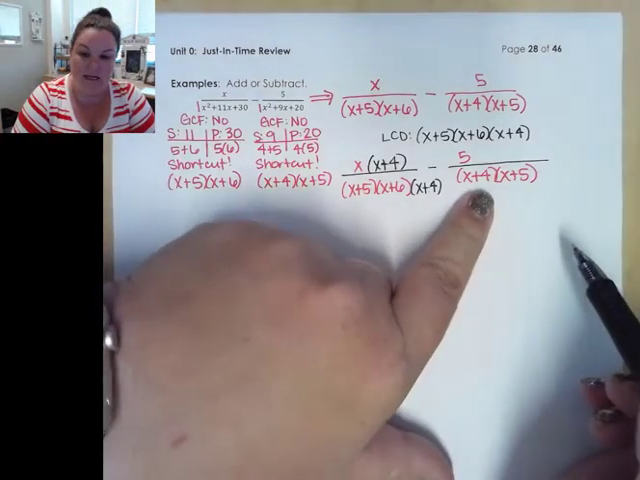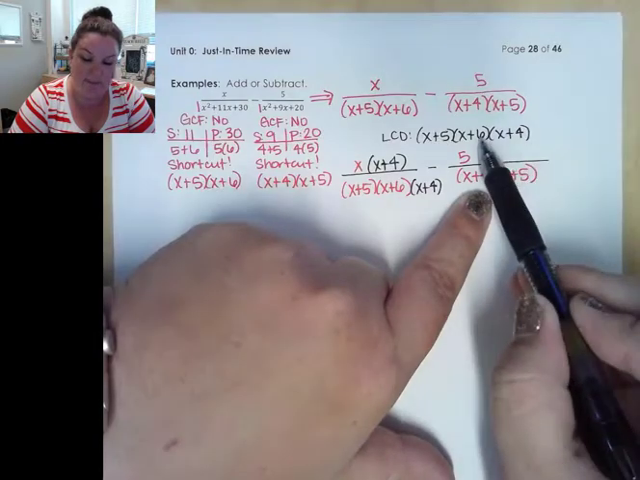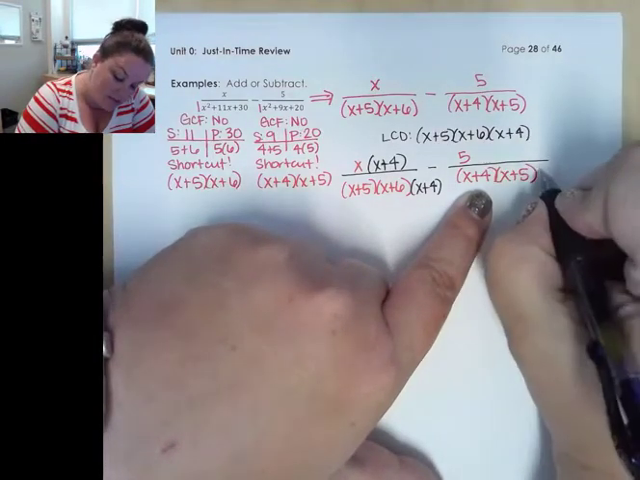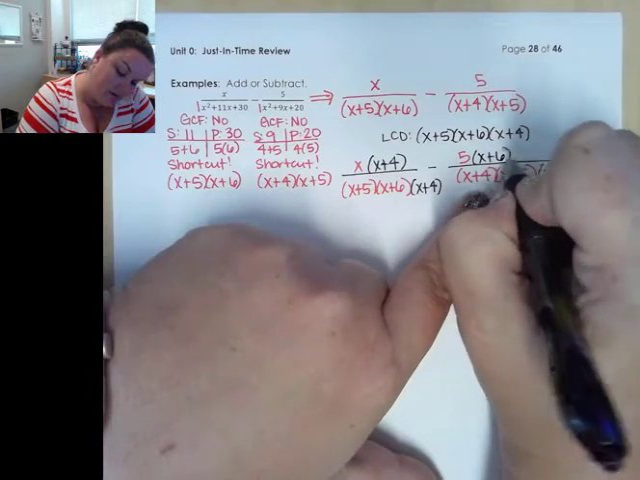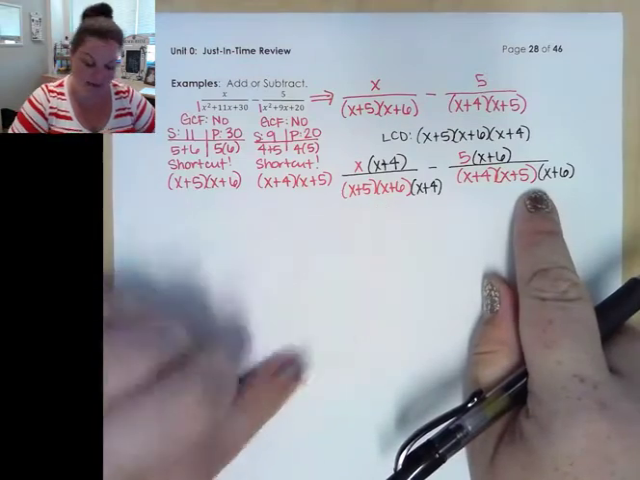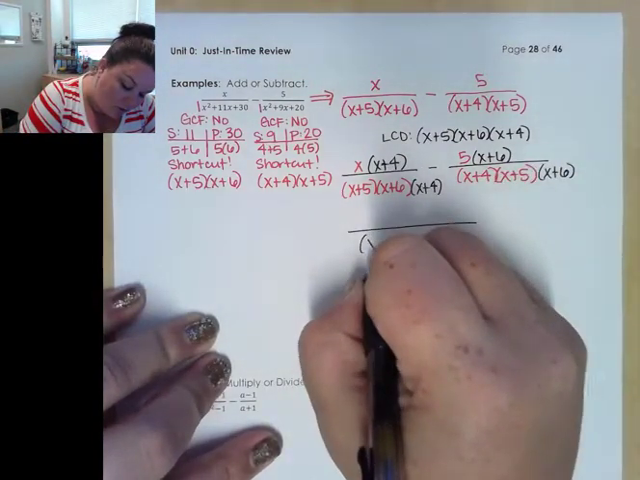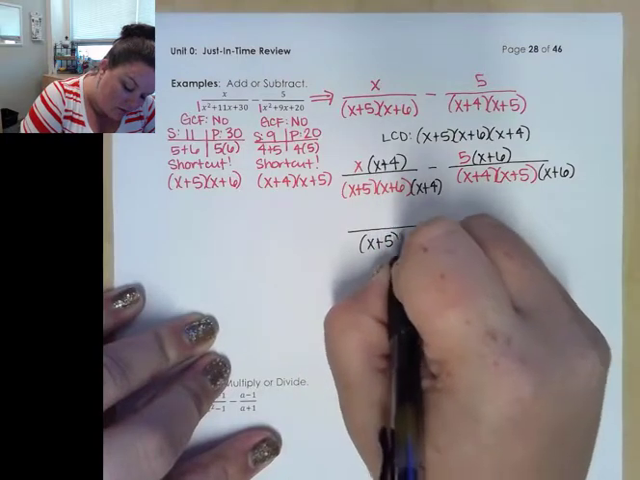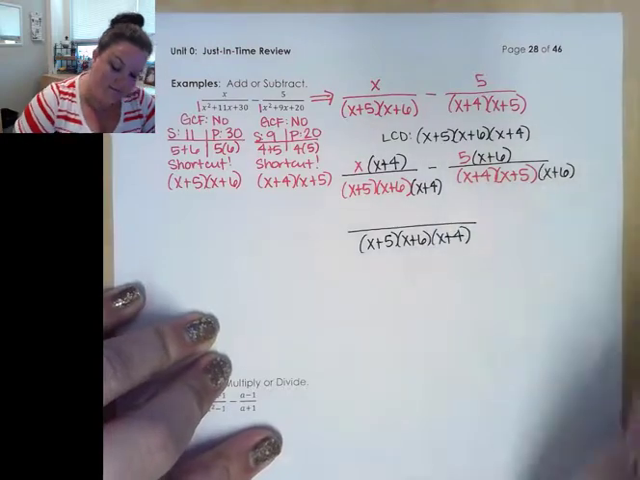Then I want to look at the second term. The second term has the x plus 4 and the x plus 5, but it's missing the x plus 6. So x plus 6 is what I'm going to multiply by on top and bottom. Okay. Now their denominators are the same. Once their denominators are the same, I can write the whole thing over that same denominator. Okay.